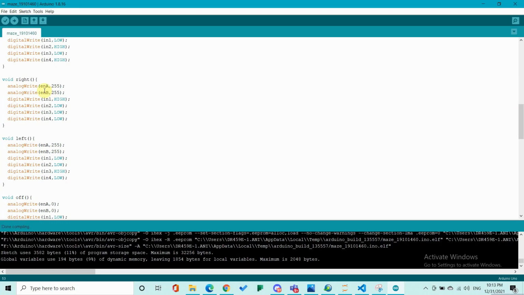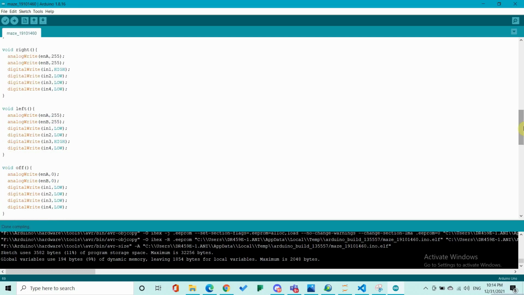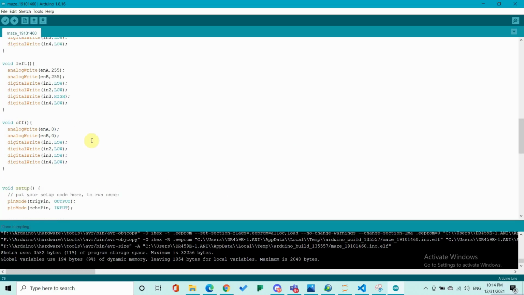After that we can see our right and left functions. In the case of right we have only enabled our IN1 pin, and in the case of left we have only set our IN3 pin to high. So with the help of these 2 functions our robot can easily move rightwards or leftwards. Whenever we encounter any obstacle, the off function will work. This basically turns each of the pins low. That means our robot will not move in any direction.